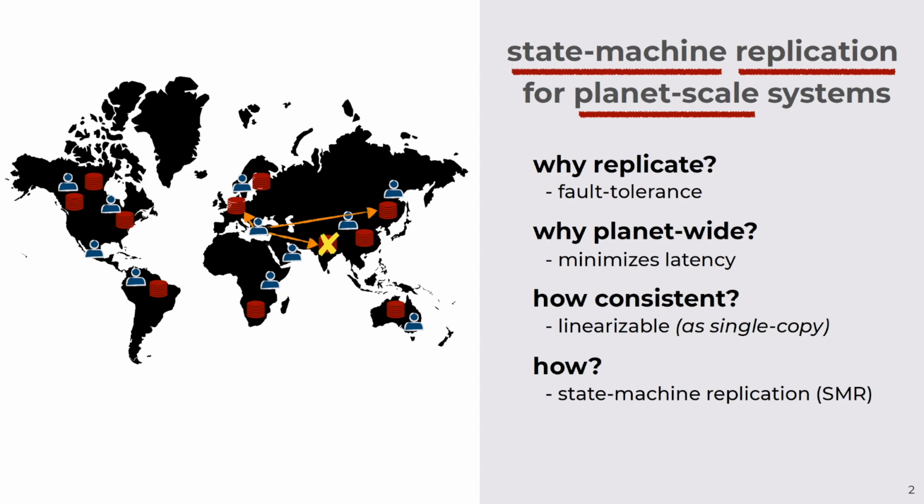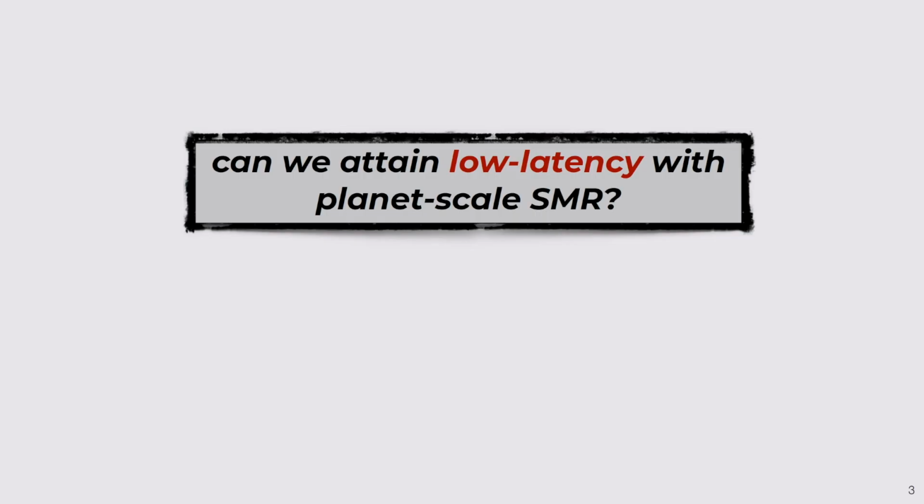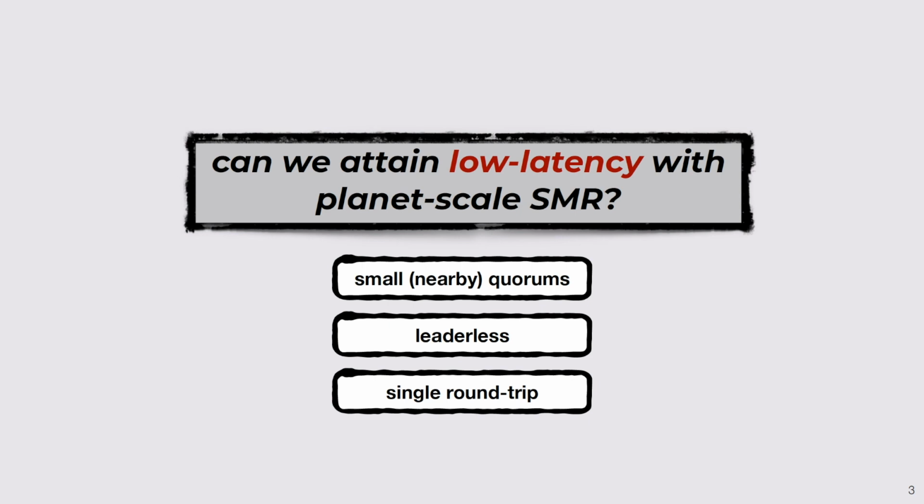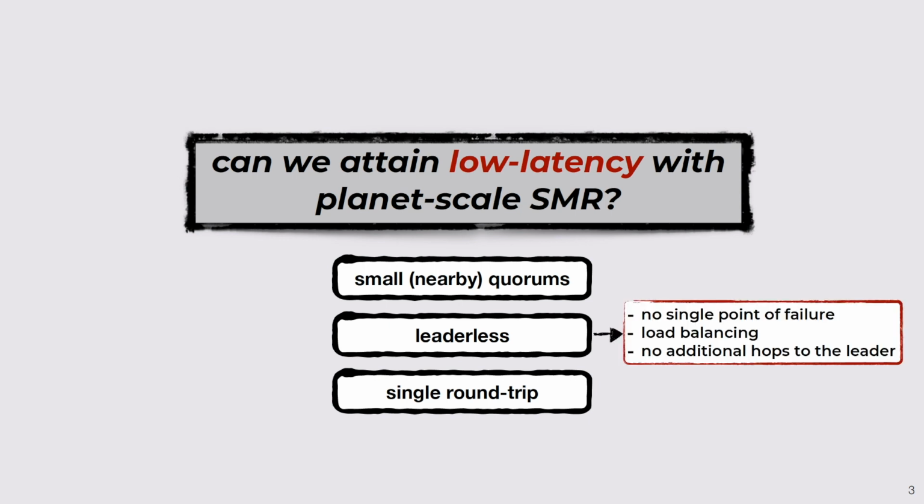And the question we set out to answer was, can we attain low latency with planet-scale SMR? And for that, we have identified 3 key properties. First, in order to process a command, the protocol should contact small quorums that are nearby. Moreover, the protocol should be leaderless. In leader-based protocols, when the leader fails, the system is unavailable until a new one is elected.